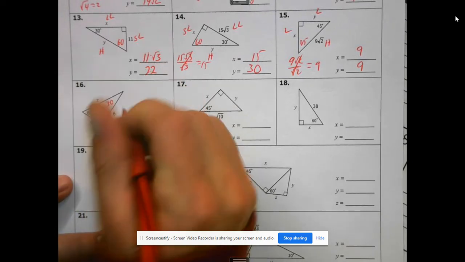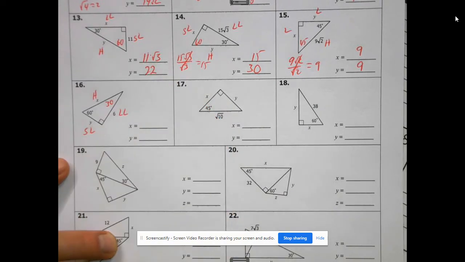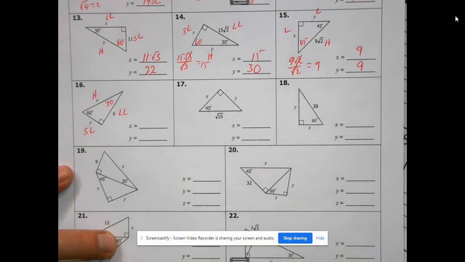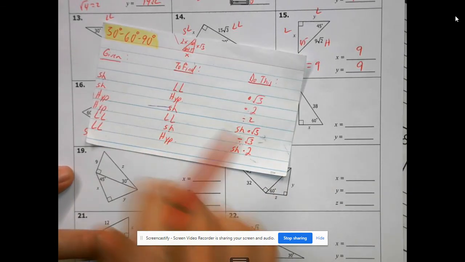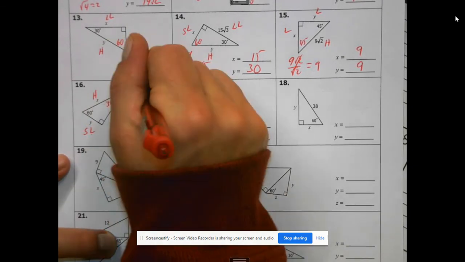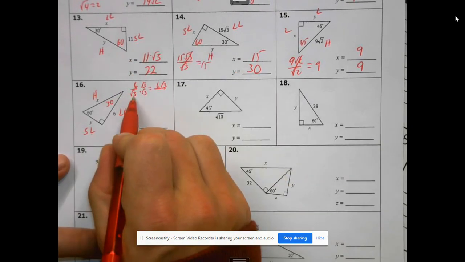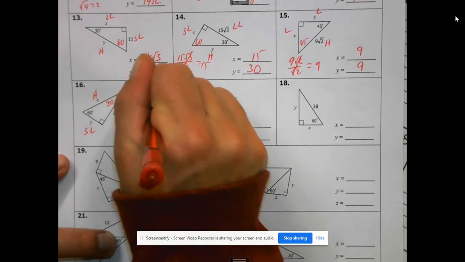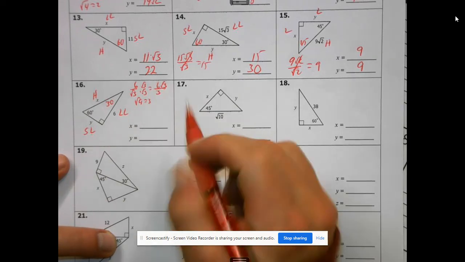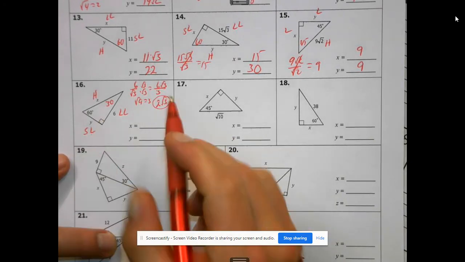Number 16, 30, 60, 90. Y is short leg. 6 is long leg. X is hypotenuse. Always find short first. Long to short, divided by square root 3. So 6 divided by square root 3. Multiply top and bottom by square root 3. Top, 6 square root 3. Square root 3 times square root 3 is square root 9, which simplifies to 3. And I can reduce this right here. 6 over 3 reduces to 2. So that'd be 2 square root 3. So Y, your short leg, is 2 square root 3.